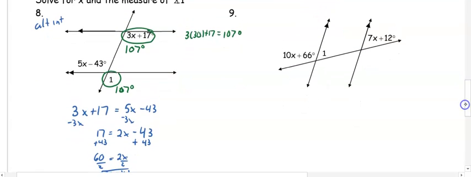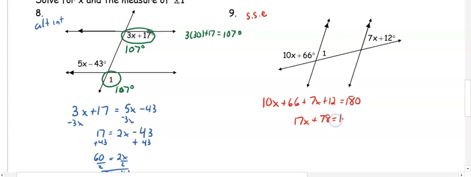In number 9, when I look at my two angles, 10x plus 66 and 7x plus 12, they are same side exterior angles, so they are supplementary. 10x plus 66 plus 7x plus 12 is equal to 180. We can combine like terms. 17x plus 78 equals 180. We can subtract 78 from both sides. 17x equals 102. And then we can divide both sides by 17. And x equals 6.